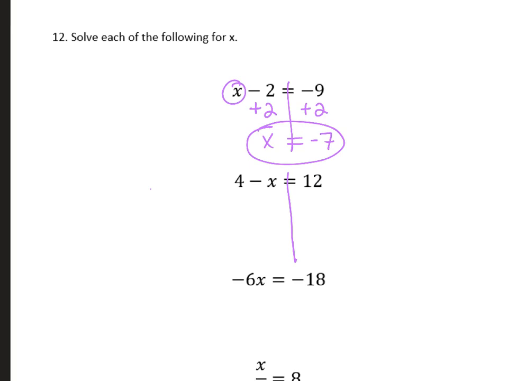And I lied, the second one is a two-step equation, but I want to get x by itself. So I have a positive 4 minus x, so I need to subtract this 4. Think, what do I add to these numbers to get to 0? So minus 4, so I'm left with negative x equals 8. There's an imaginary 1 there, so I need to divide by negative 1, divide by negative 1, and I'm left with x equals negative 8.